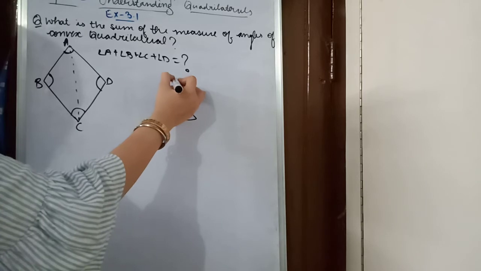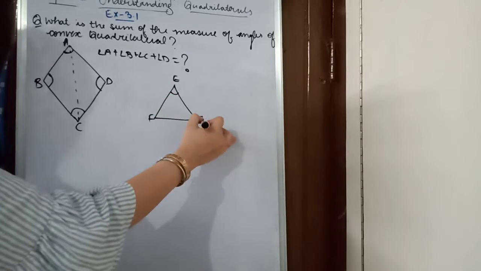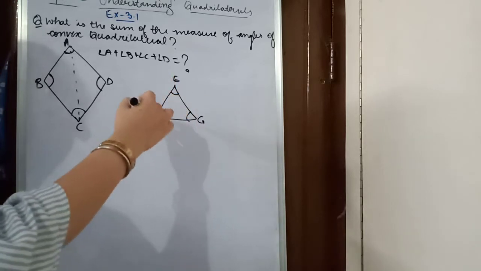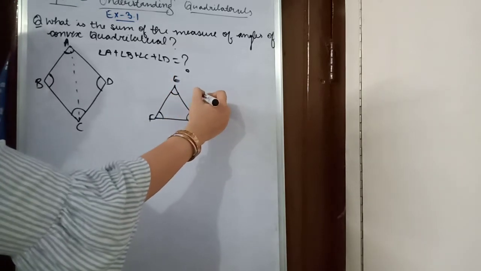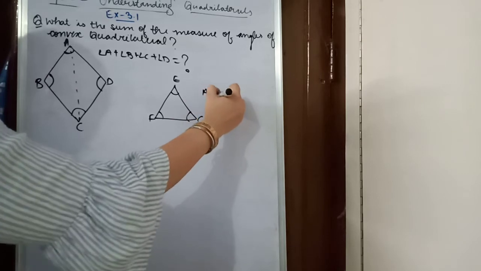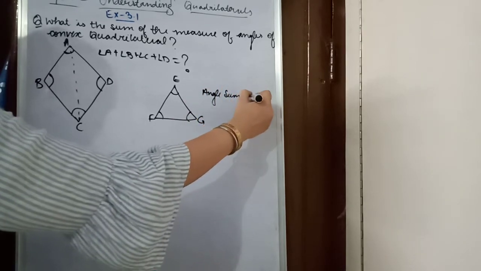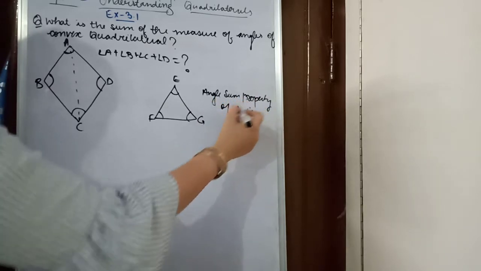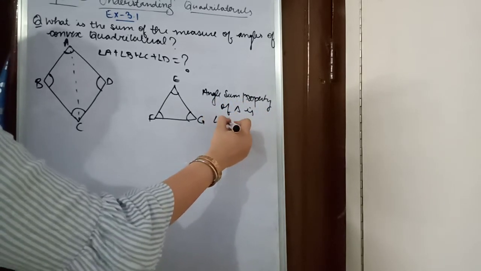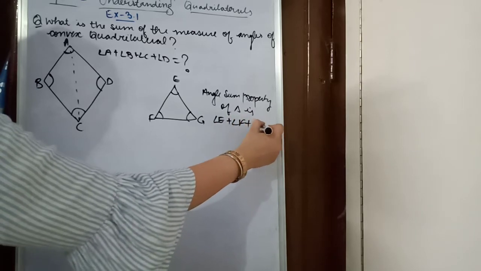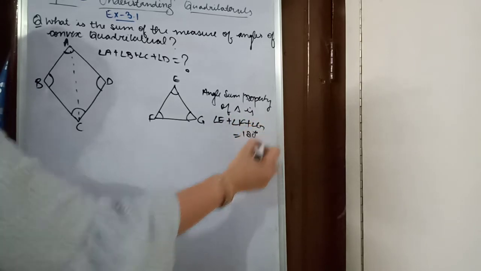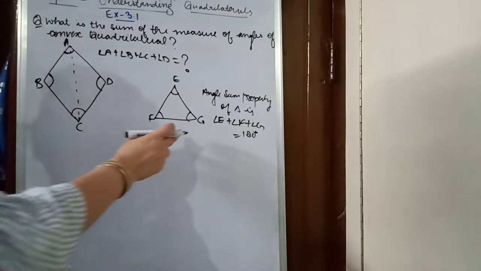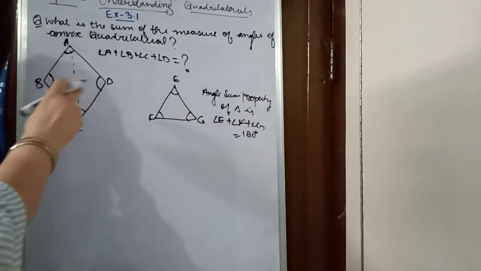if we name it EFG, then the sum of the angles of a triangle, we know with the help of the angle sum property, the angle sum property of a triangle, is angle E plus angle F plus angle G is equal to 180. This you have already done in the previous class 6. Now according to this property, we will find the sum of the measure of the angles of a convex quadrilateral.